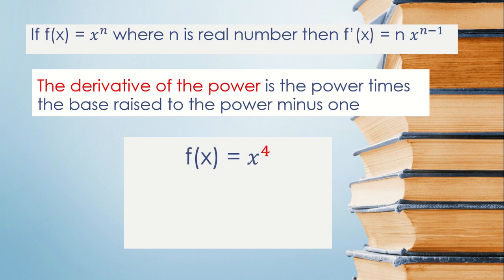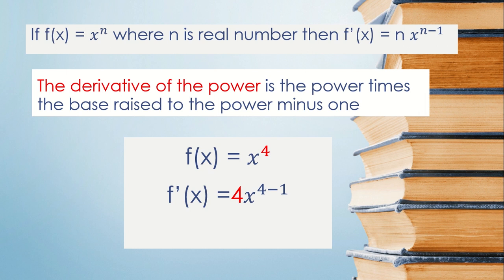For example, meron tayo f of x is equal to x raised to 4. We get the derivative of that one. f prime of x, or the derivative of that, is equal to, anong sabi dito? The power. Ano yung power natin? 4. So we have 4. Next, times the base. Ano yung base? X. Kaya 4 times x. Next, raised to the power. Ano yung power natin? 4 minus 1. Kaya meron tayong 4x raised to the 4 minus 1.